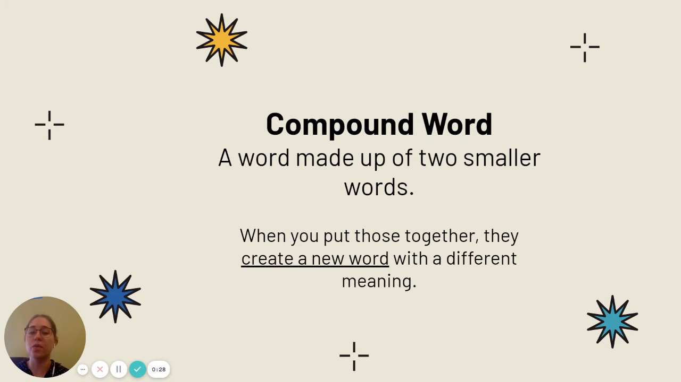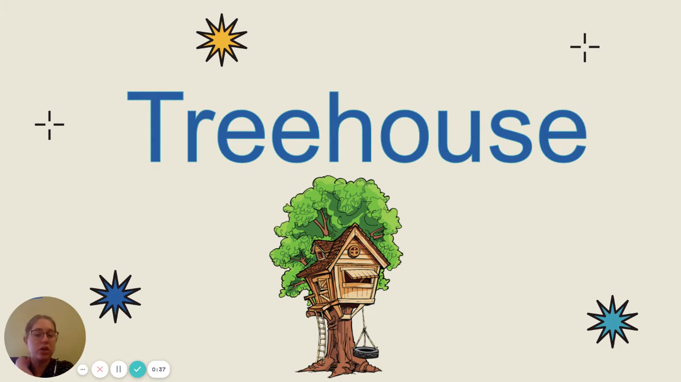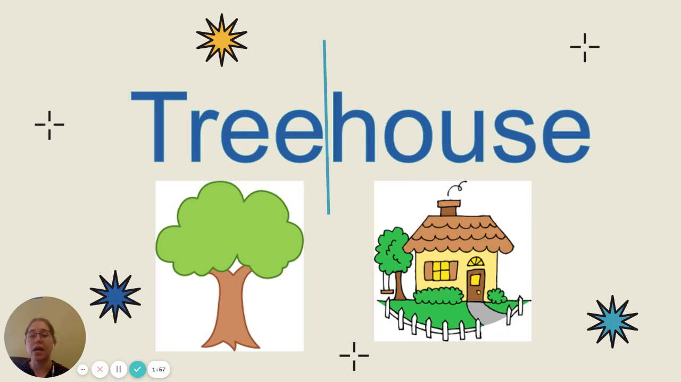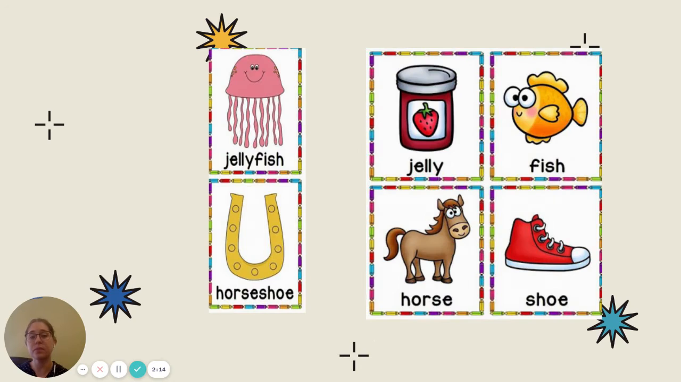A compound word is a word made up of two smaller words, and when you put those together, they create a new word that has a different meaning. Let's look at our compound word treehouse. If we deconstruct treehouse, we could put a line through it, we see tree and house, right? So we know our compound word treehouse means a house that's in a tree. And by deconstructing, we can help figure out what our word treehouse means.